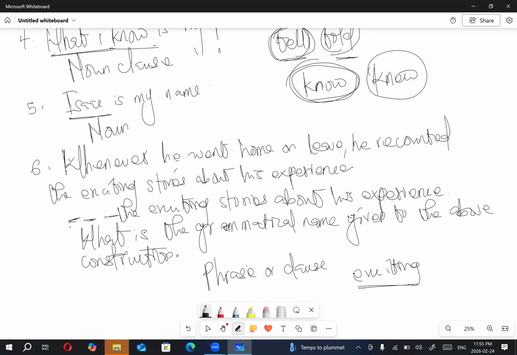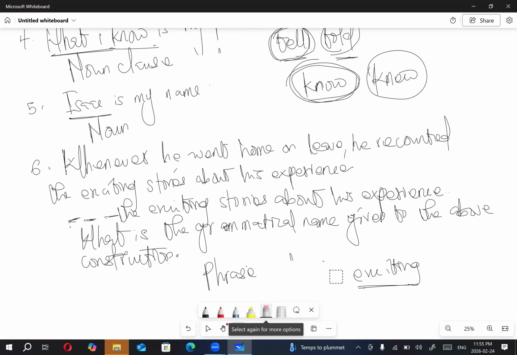Experience is also a noun. His is a pronoun, right? About, of course, is a preposition. The is an article. All of these things I said, none of these is a verb. So there is no verb to even think of a finite verb.